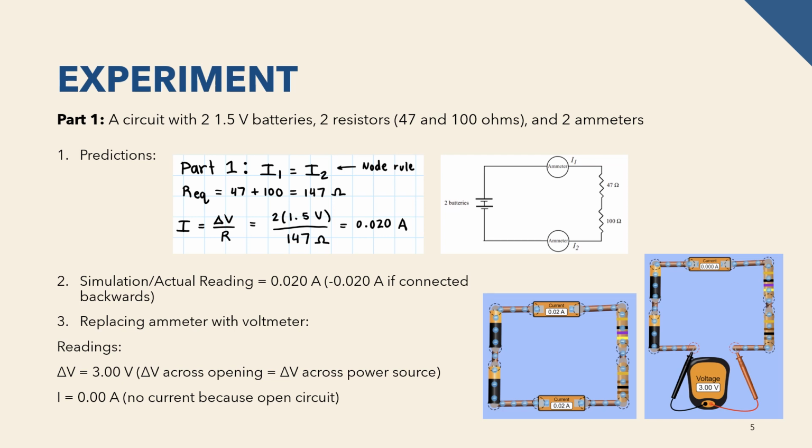Using the node rule, the current is predicted to be 0.02 amps, and the simulation matches the prediction. Place an ammeter with a voltmeter. The voltmeter reads 3 volts, while the other ammeter reads 0 amps, because there is no current flowing since it's an open circuit.